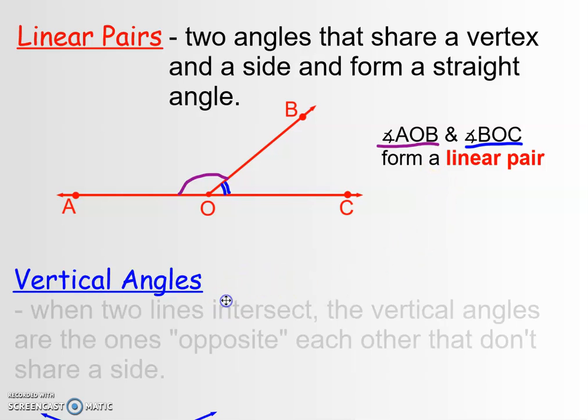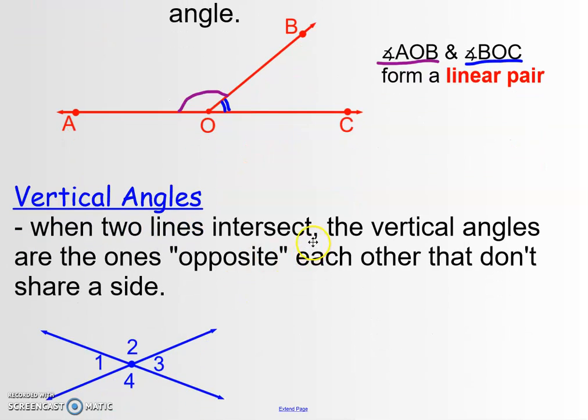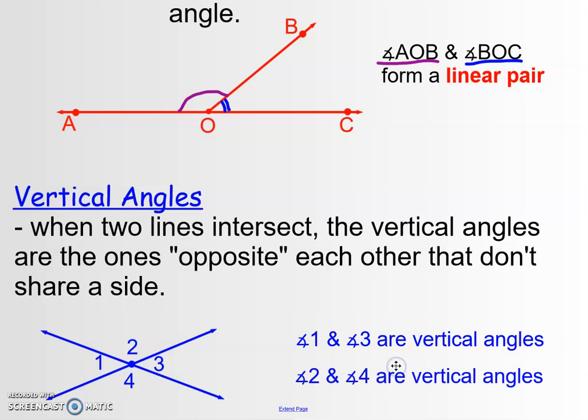Vertical angles. So what do we know about vertical angles? Well, vertical angles, and this is a really new term for you, when two lines intersect, when two lines meet each other, the vertical angles are the ones that are opposite each other that don't share a side. I always think of vertical angles as backdoor angles.